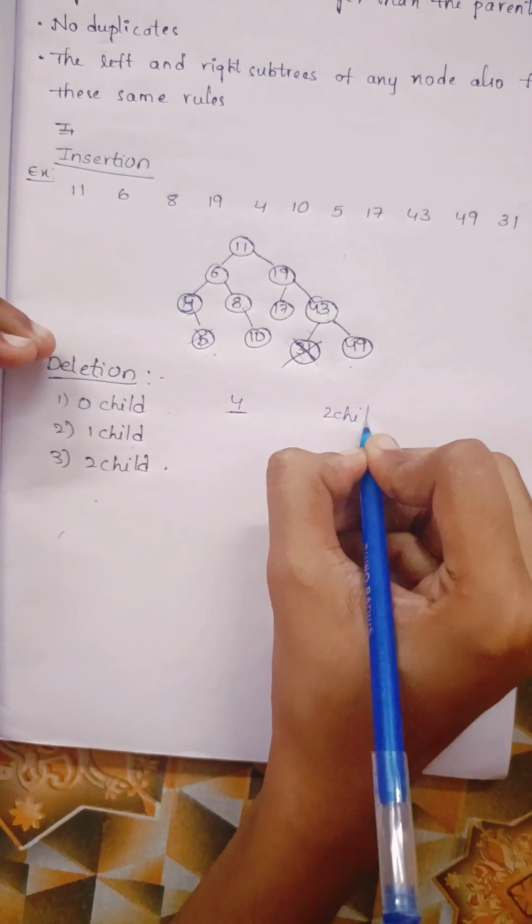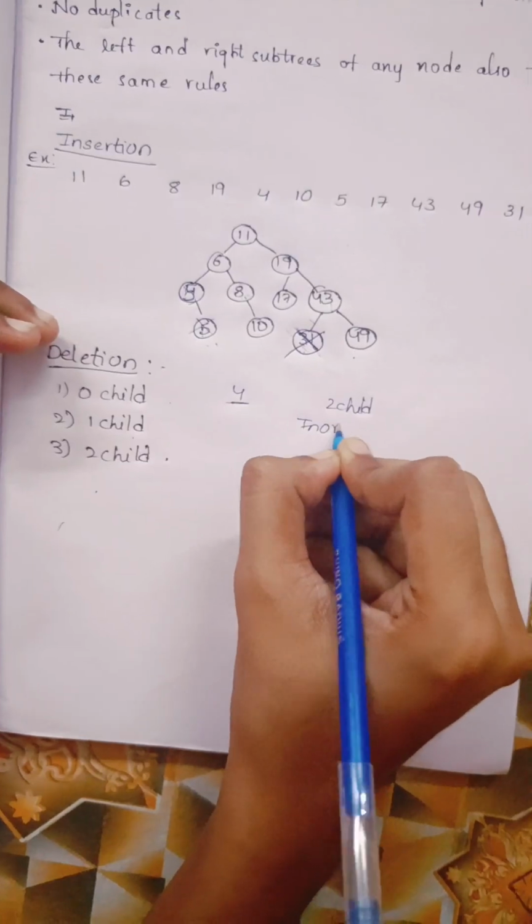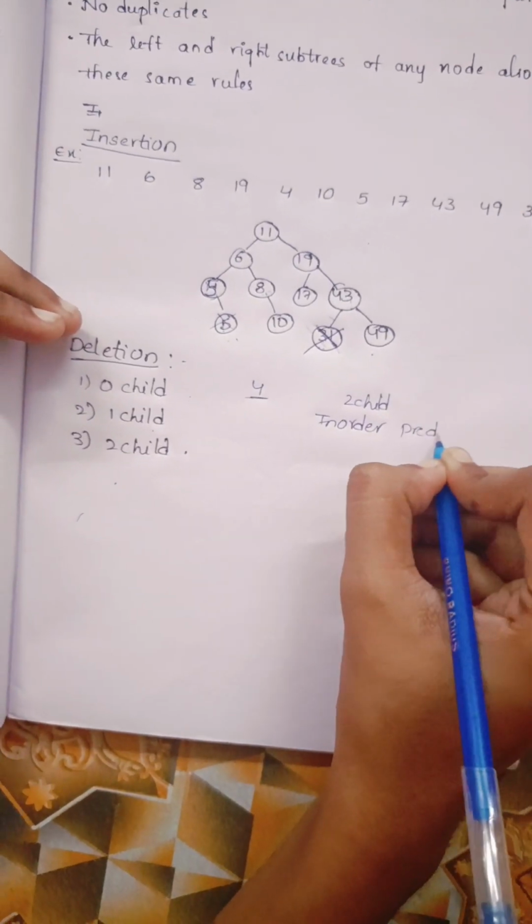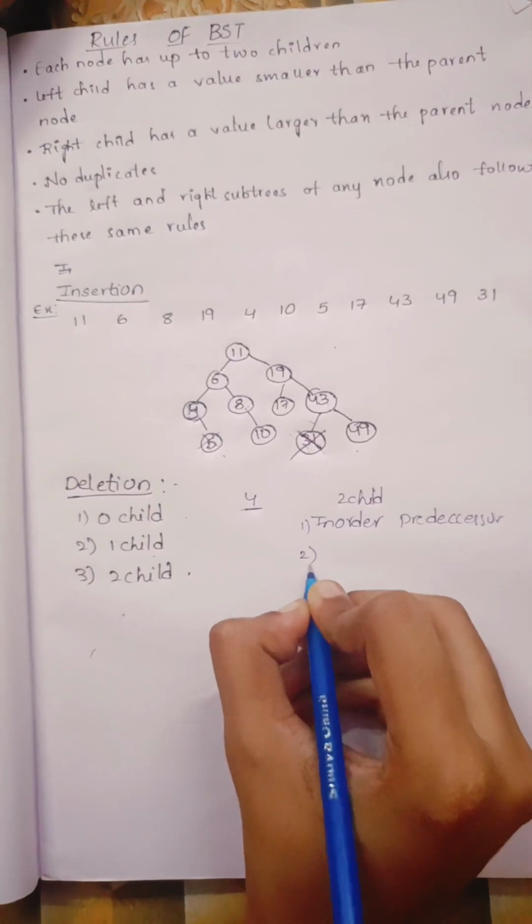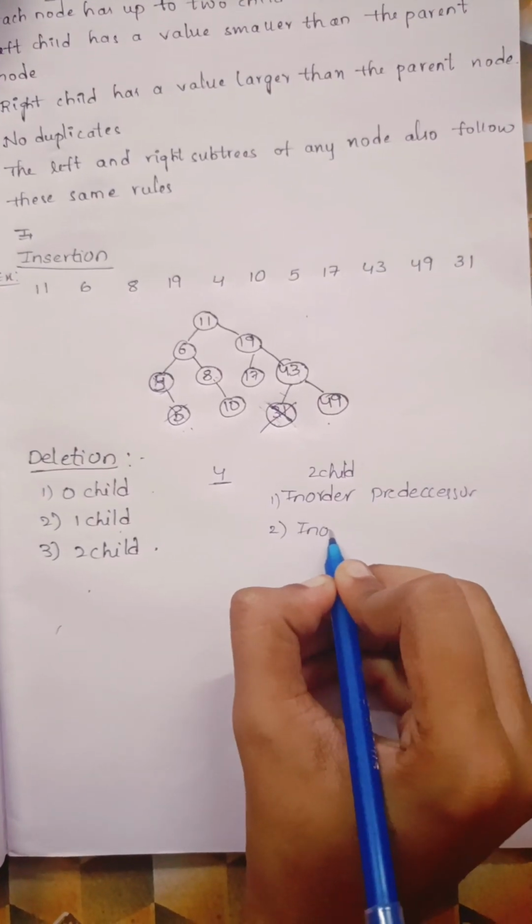For two children, we have in-order predecessor, and the second one is in-order successor.